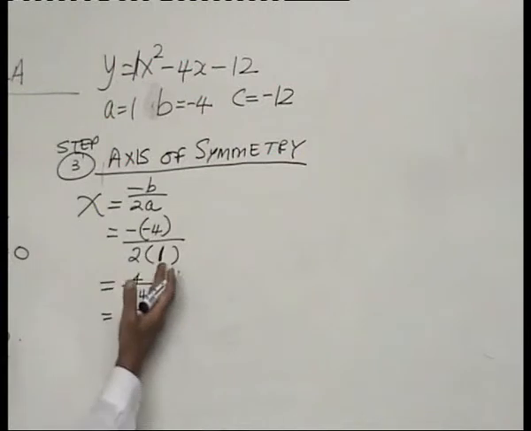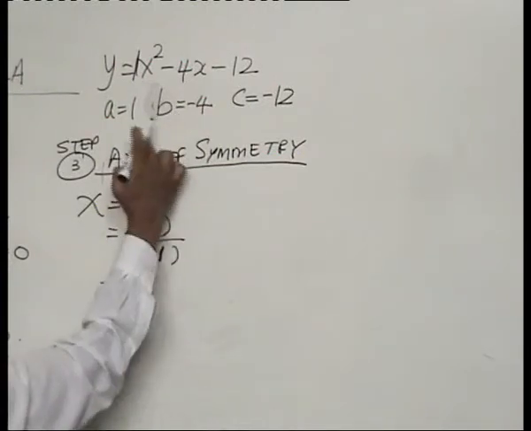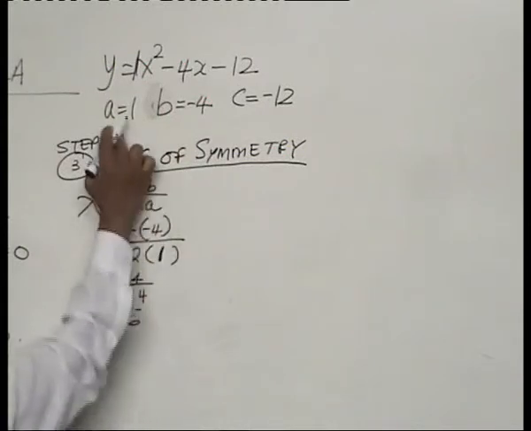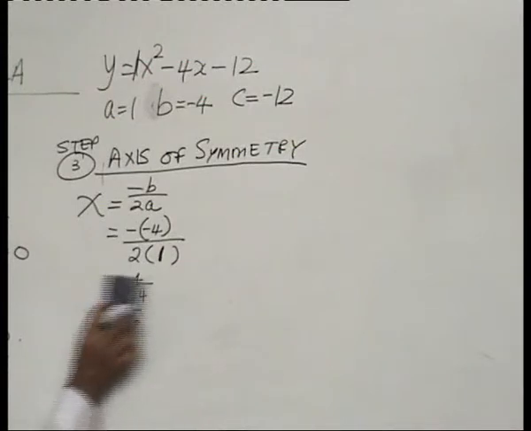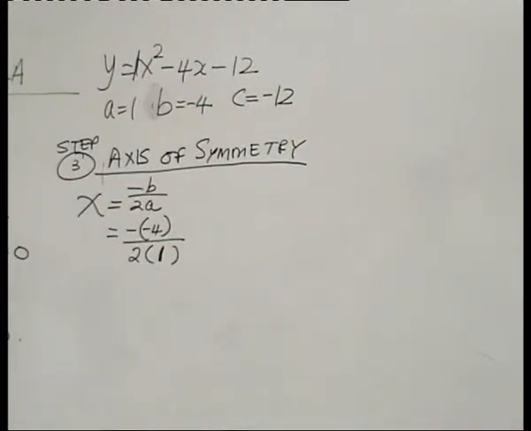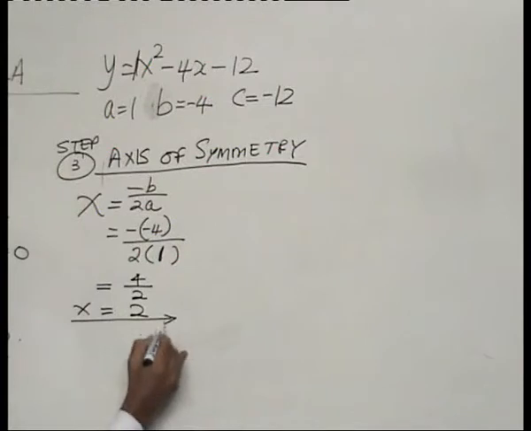You must check. B is minus 4, and this is A. A is 1. Generally we don't give you untidy numbers like this. So when you're getting an untidy fraction like that, you must know something might be going wrong. Numerator is 4, denominator is 2. Final answer is x is equal to 2.